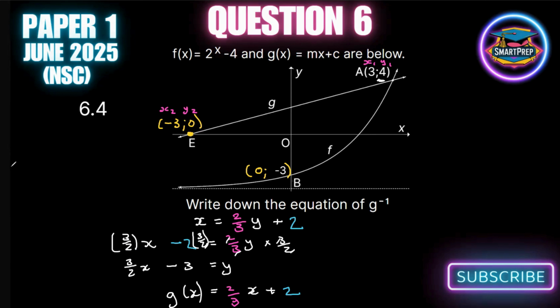Now we want to just write that as g dash of x. So what I'm going to do, now that we've done that, I'm going to erase this because I can use this g, and I can say not g dash, g to the minus 1 of x is equal to 3 over 2x minus 3. And that is our answer for 6.4. All right, now let's go on to the next one.